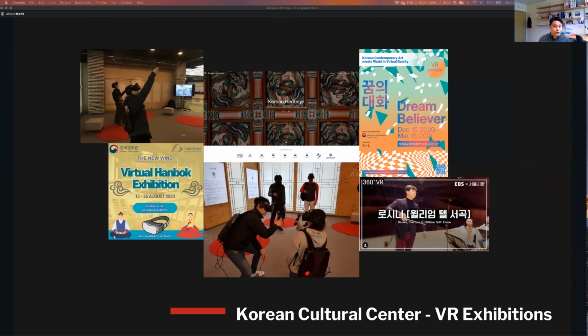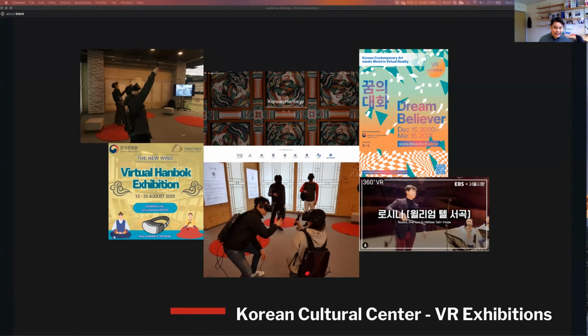The next is the Korean Cultural Center. As we may all know, Korea is famous for its soft power of pop culture, gaming culture, media culture, and state-of-the-art technologies. That is why they have recently embarked on various virtual reality projects to promote culture digitally. One of which is this Dream Believer, as you can see in the poster. It's a VR exhibition of Korean contemporary artists.